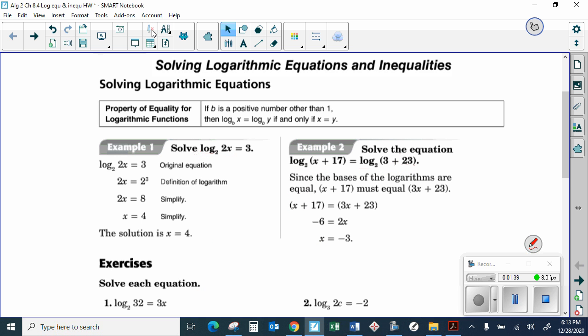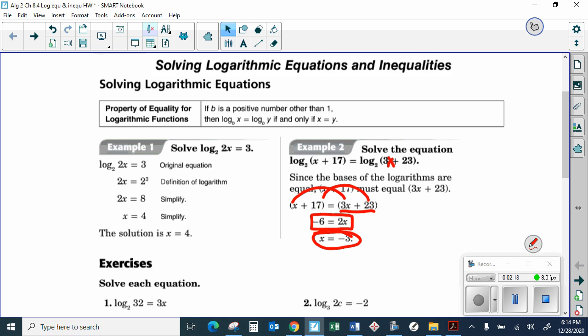All right, now when I have a log on both sides, as long as the bases are the same, which they are, and they usually will be, then these values must be the same. So I just set these two equal to each other. So you just have x plus 17 equals, they forgot the x here, so it's supposed to be 3x plus 23, as you see down here. Another error. Okay, obviously you subtract the x across, you get 2x, subtract the 23 across, you get negative 6, and divide by 2, and you get x equals negative 3 for your answer.